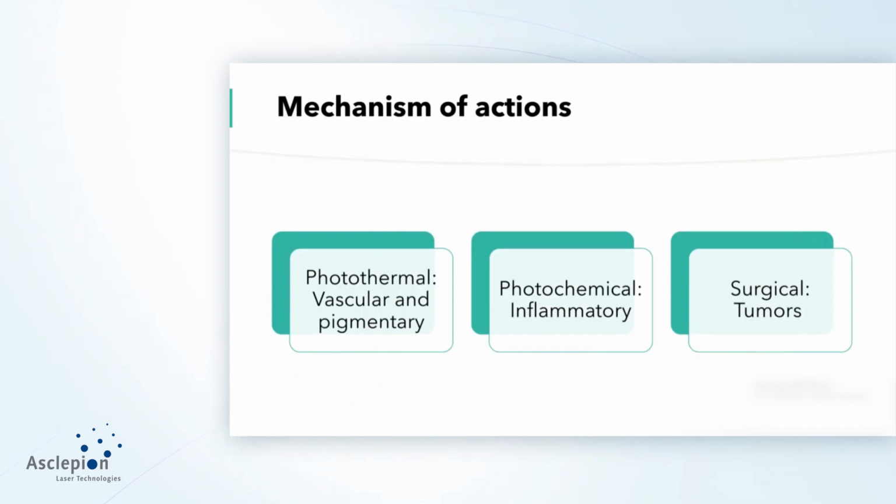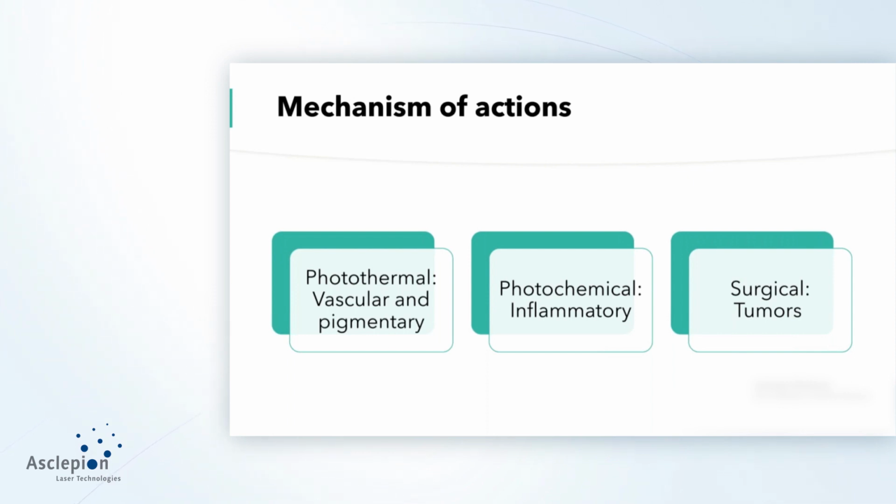The mechanism of action of QuadroStarPRO has 3 types of mechanisms. Each type of mechanism is useful in some diseases. The first common type is the photothermal effect. Our targets here are oxyhemoglobin, deoxyhemoglobin, and melanin. So it's effective in vascular and pigmentary skin disease. You can treat vascular and pigmentary skin disease through the photothermal effect.